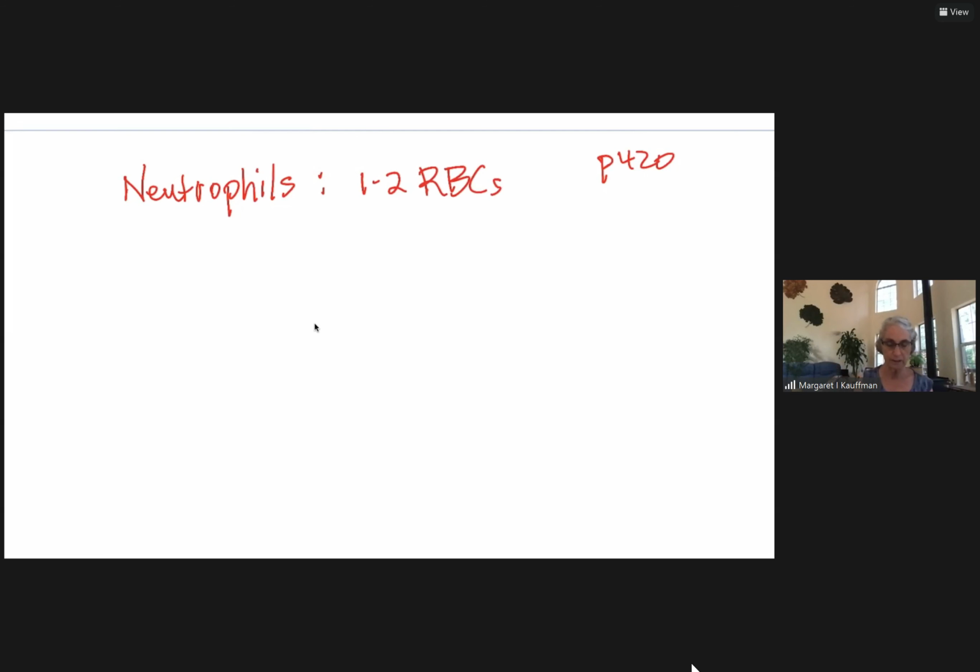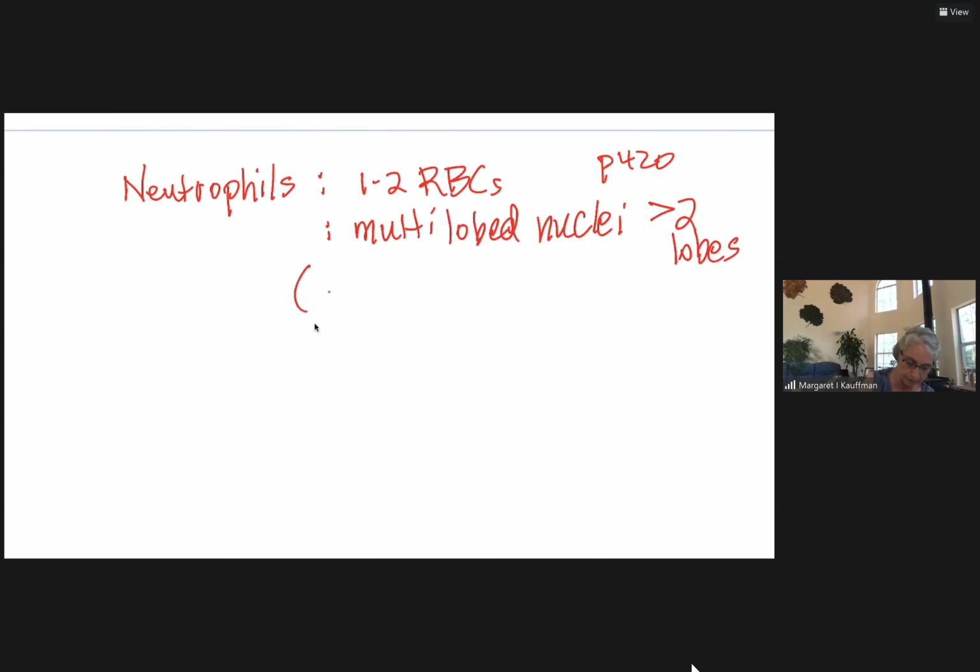The real distinctive thing about neutrophils is they have multi-lobed nuclei. And they're always more than 2 lobes. As soon as you see greater than 2 lobes, you know this is a neutrophil. Now I'm going to put this in parentheses: they are a granulocyte. The reason I'm putting it in parentheses is their granules are too small.